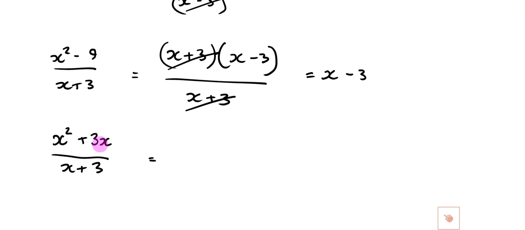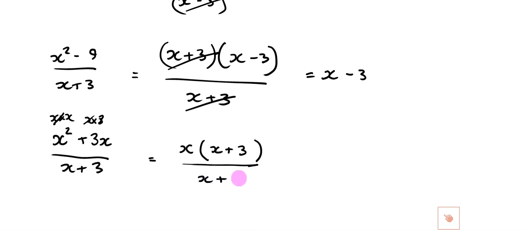Is there a common factor? What's the only common factor? X. So x multiplied by what makes this? This is x times x, and this is x times 3. So if I take the x out, put it outside, I'm left with x plus 3 all over x plus 3. Now we do get x, but we've done it in the correct way.